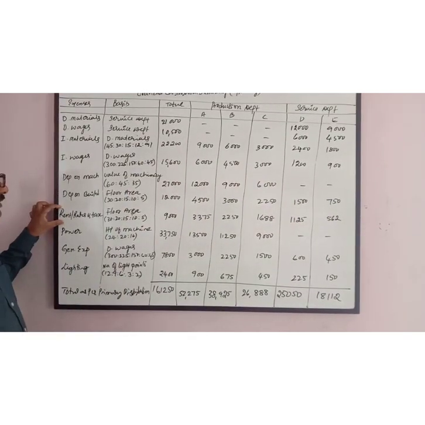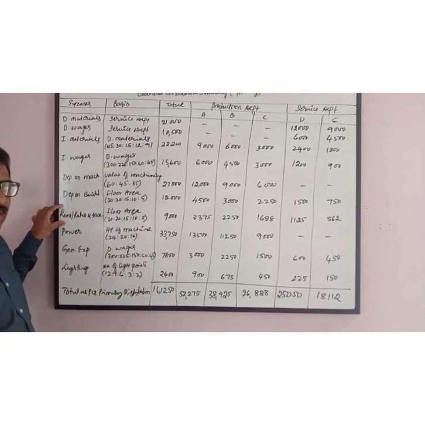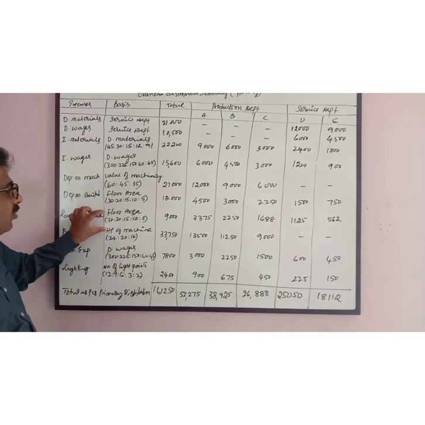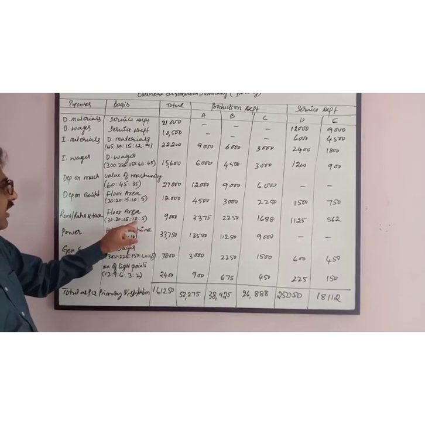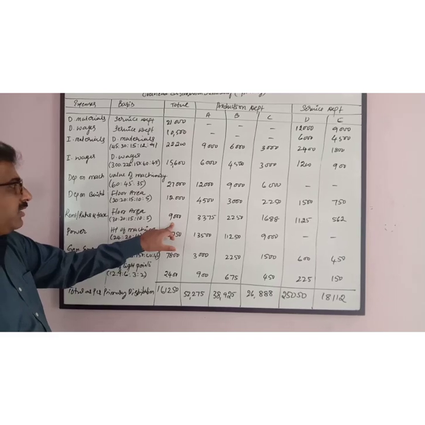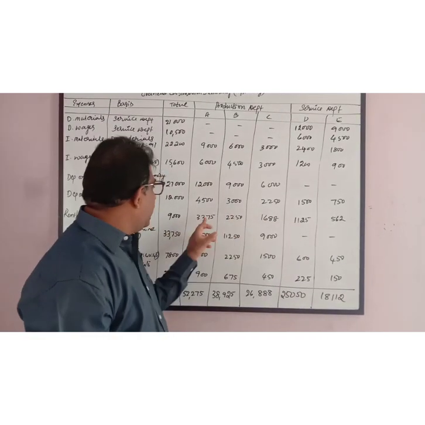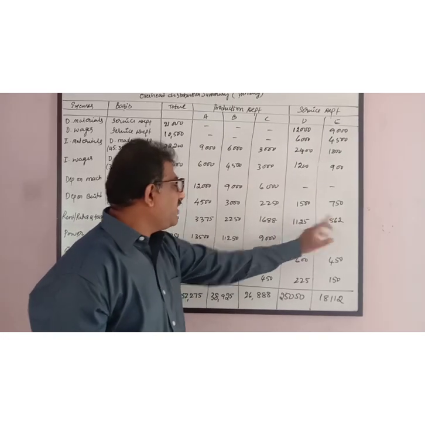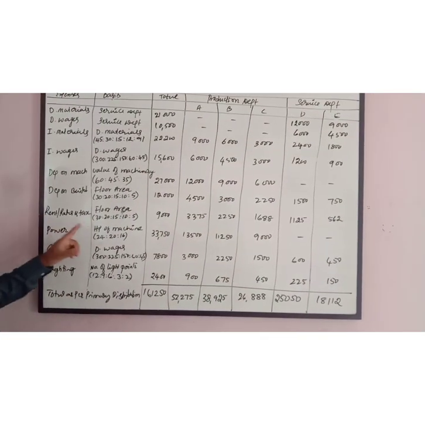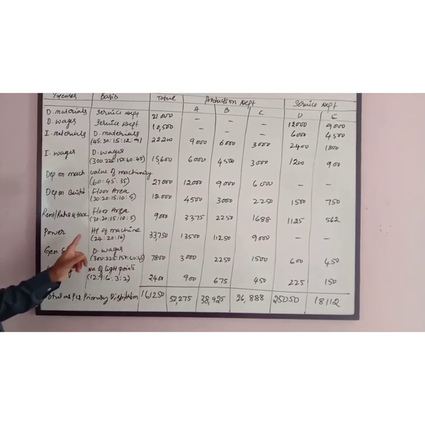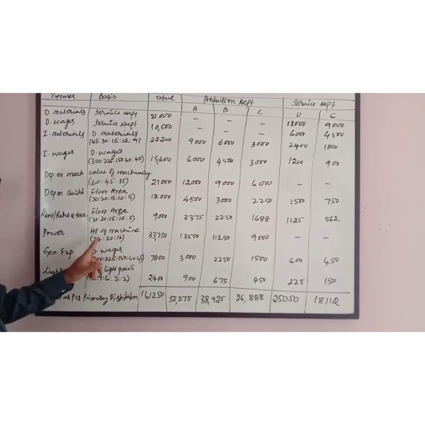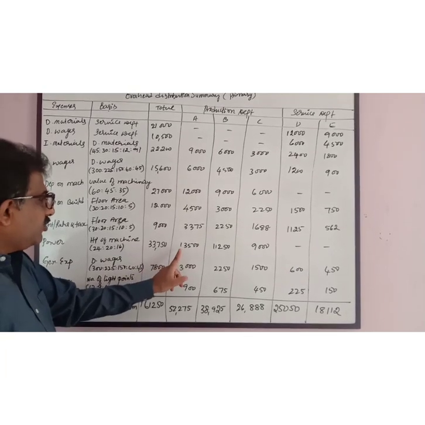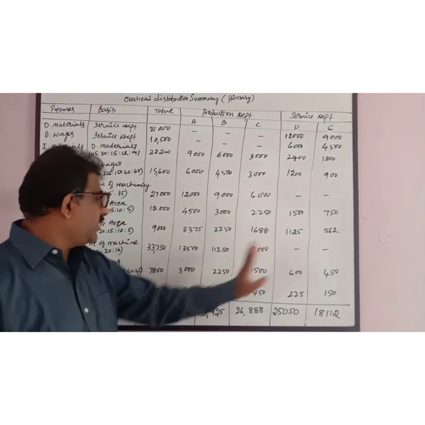Rent, rates and taxes: again, the nearest basis for apportionment is floor area only. 30, 20, 15, 10, 5. Total expenses 9,000. If you apportion, it comes to 3375, 2250, 1688, 1125, 562. However, based on the HP of the machinery, horsepower of the machinery, 24, 20, 16, total 33,750. It comes to 13,500, 11,250, 9,000.